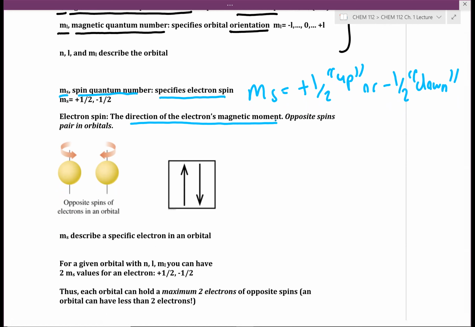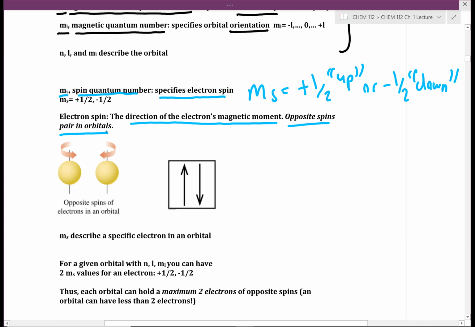Now, electrons obviously aren't just spinning in circles in an atom, but they generate a magnetic field, and this ms value indicates the direction and orientation of that field. Does that make sense? Okay. Now, a key feature of the spin quantum number is that opposite spins will pair in an orbit.